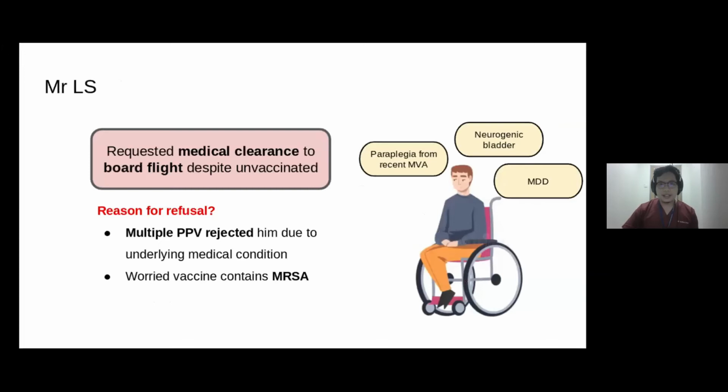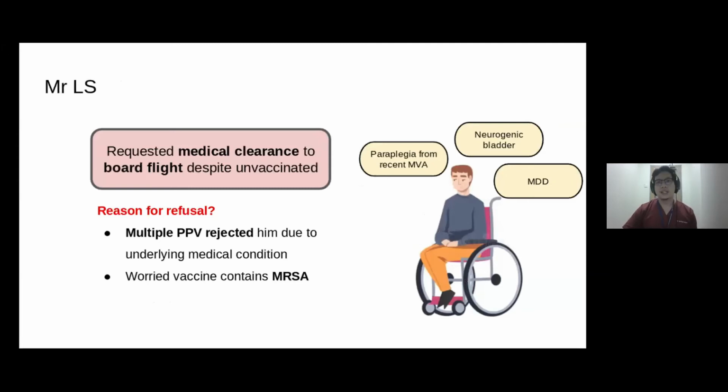The second case is a younger gentleman, a 30-year-old Sabahan who was stuck in the Klang Valley during the MCO. He had a recent MVA with spinal and pelvic fracture, causing paraplegia and neurogenic bladder. He also has underlying major depressive disorder. He came to our clinic requesting medical clearance to board his flight despite being unvaccinated.